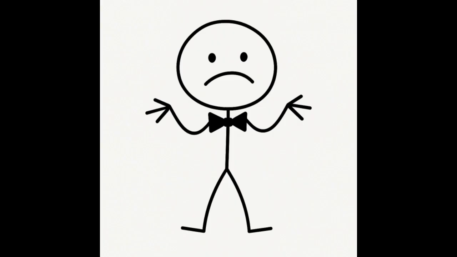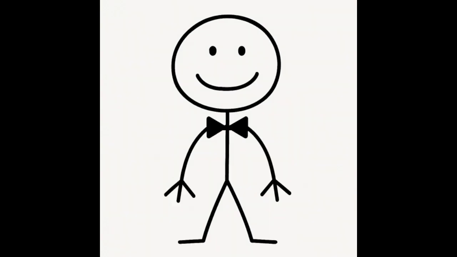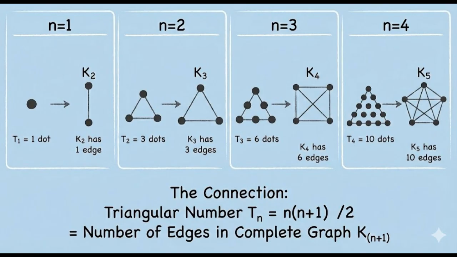Why do triangular numbers show up so often? Here's the big idea. Triangular numbers appear whenever you count connections between things. Connections between people, connections between objects, connections between points in space. Math loves patterns, and triangles are one of the simplest patterns that still create lots of relationships.